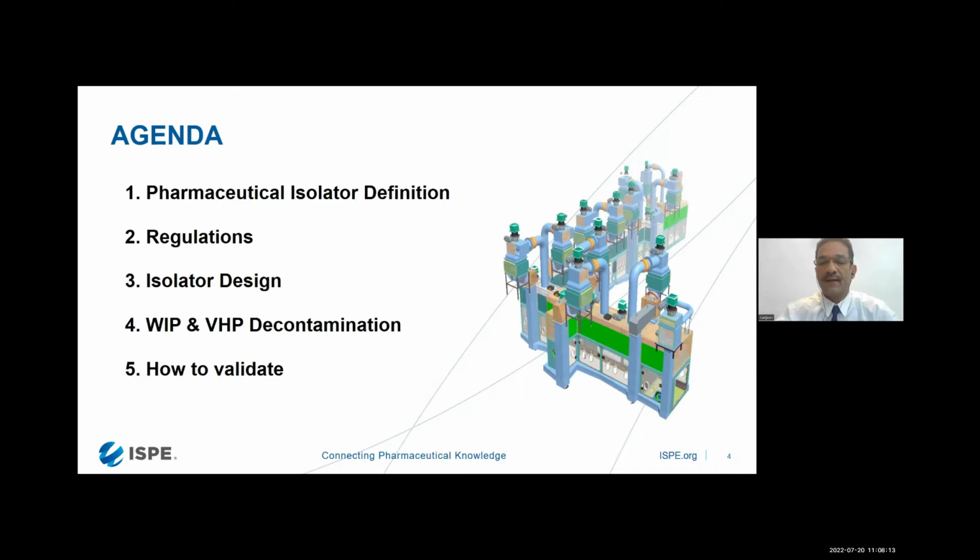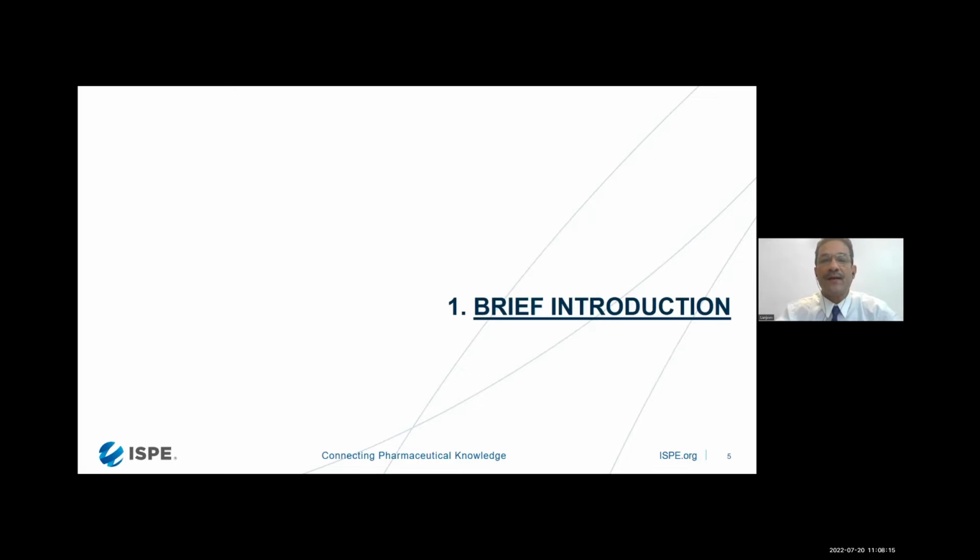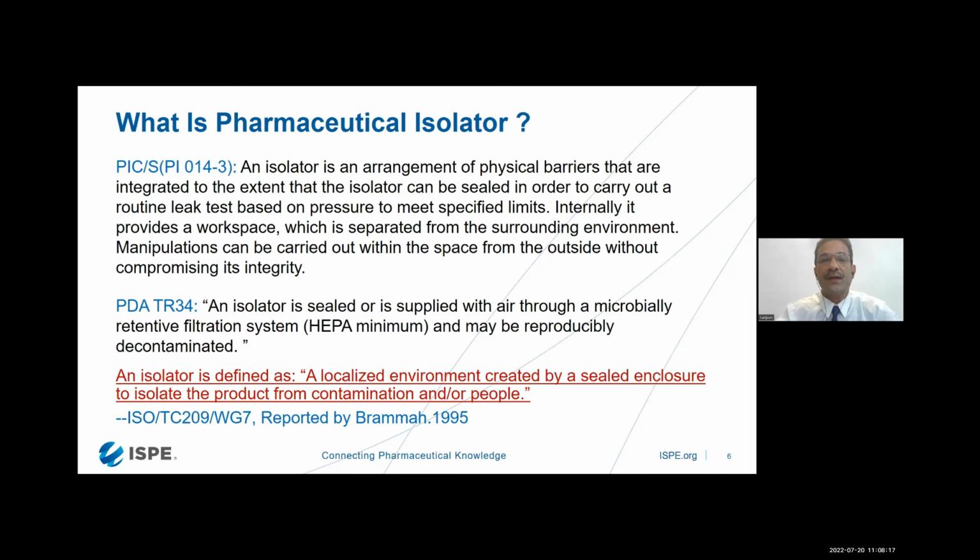So with this, let me start with the first part, which is a brief introduction and the definition. What is an isolator? What do you mean by a pharmaceutical isolator? There are a lot of definitions available. ISP has a definition, there is a definition coming in from PICS, which is on your screen, and there is a definition coming in from the PDA.